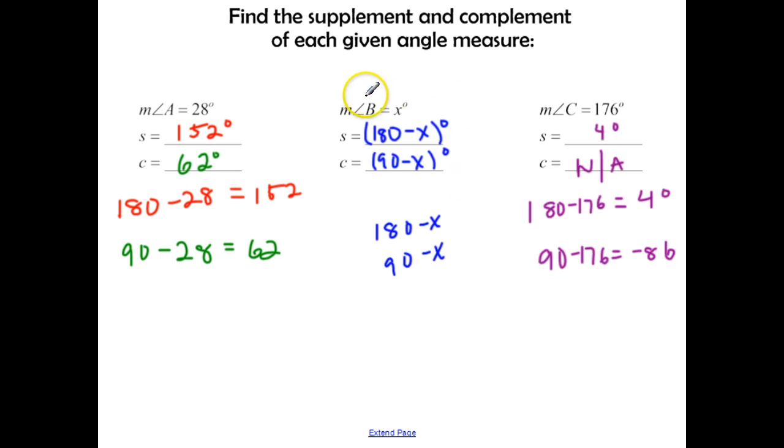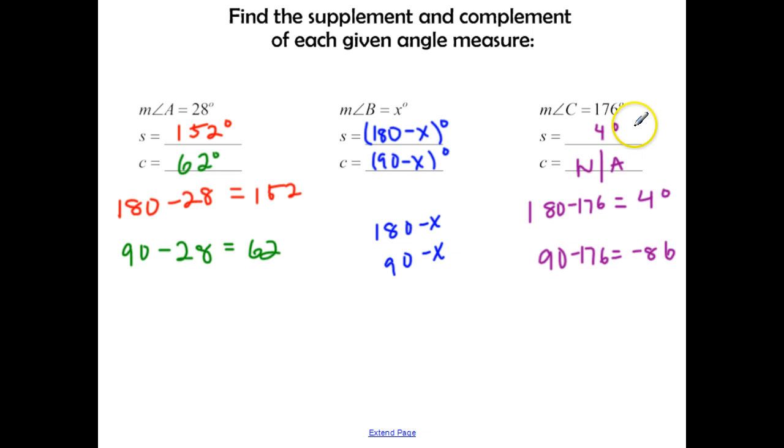So for the second one, I gave you the measure of angle B as x. Now when you take 180 minus x or 90 minus x, you don't actually get an angle. So our answer is just going to be an expression. So the supplement of angle x is 180 minus x. You want to put that in parentheses so that this degree symbol tells you that this whole expression is the supplement. Likewise, for the complement, you have 90 minus x in parentheses with the degree symbol.